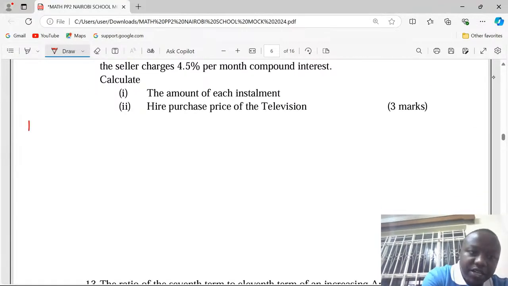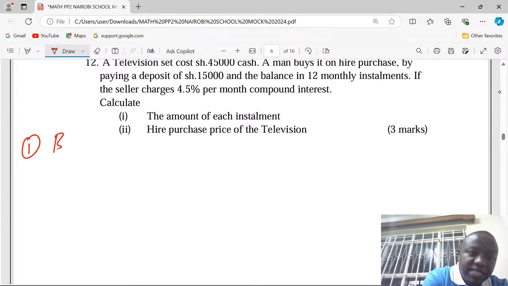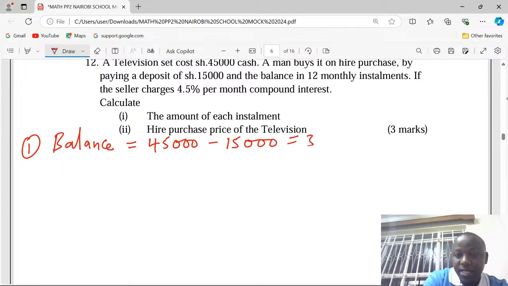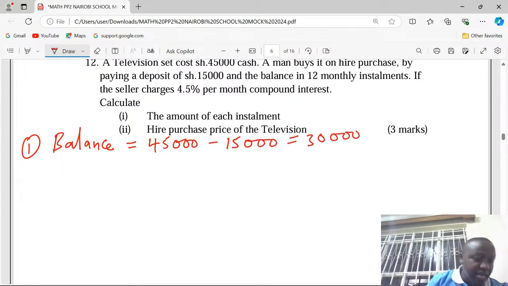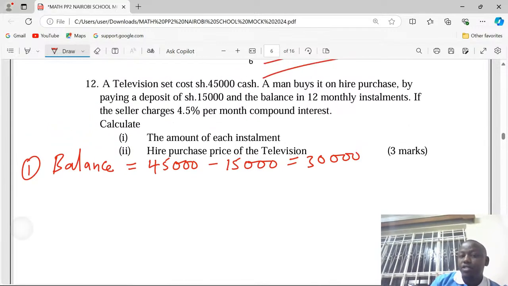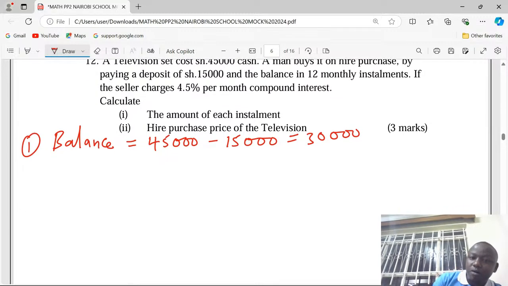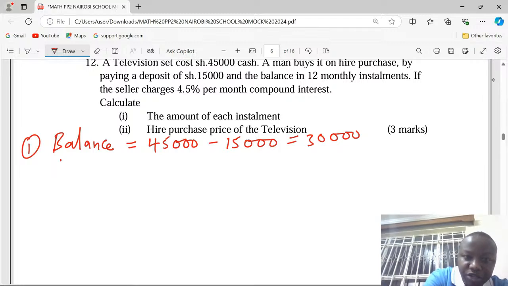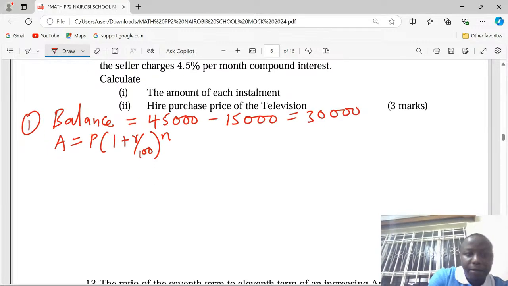Now we will start by operating Roman 1, whereby we will say that there is a balance which is going to be charged interest on. The balance will be when we take the cash price and subtract the deposit that he made, we'll be getting 30,000 exactly. So the 30,000 which remains will not be paid as 30,000 at the end of it because of the charge on this balance now due to the hire purchase terms. Therefore, according to compound interest, amount is usually given by principal, then 1 plus rate over 100 raised to n.